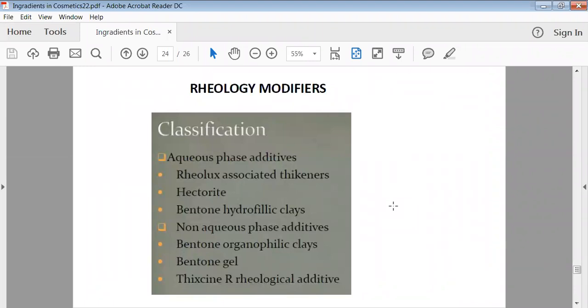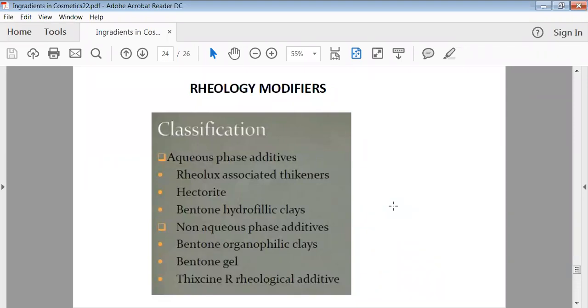Other kinds of ingredients are rheology modifiers or viscosity modifiers. When we are preparing a thick preparation, rheology modifiers are used to maintain the required viscosity of your preparation. They have a number of advantages. If we maintain the proper viscosity, then we have easy application of the preparation on your skin, and your preparation will stick on your skin for a particular period. If it does not have proper viscosity, then you cannot handle that preparation very easily.